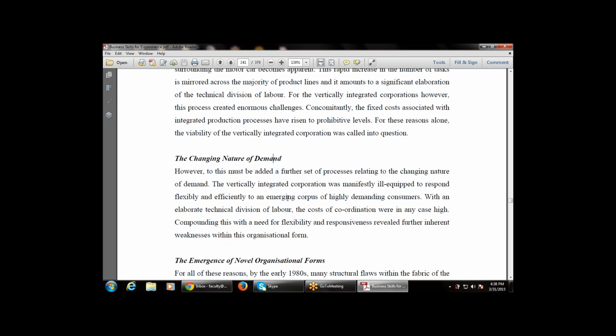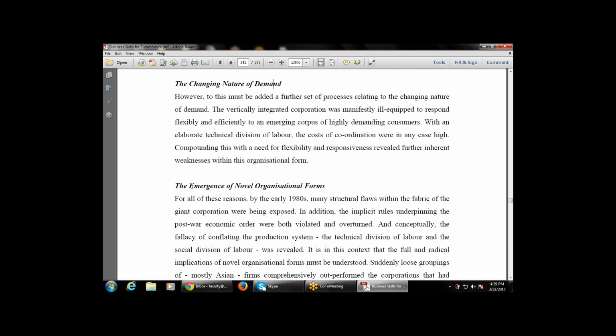So the production cost, or the coordination cost, is also very high. Compounding this, the need for flexibility and responsiveness revealed further inherent weakness within the organizational form. So there is a changing nature of the demand. If there is a high demand, there is a high coordination cost, which becomes high in the case of large-scale organizations.